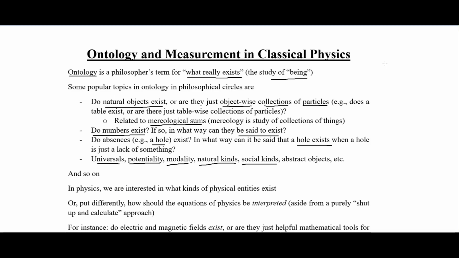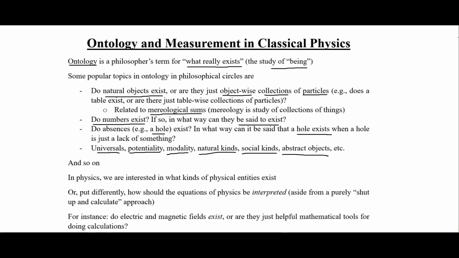If there are no humans, then a piece of paper that we would call money isn't money. It requires a social network of minds in order for it to exist. Then we have abstract objects, which would include things like numbers. But anyway, those are some popular ontological topics in philosophy.